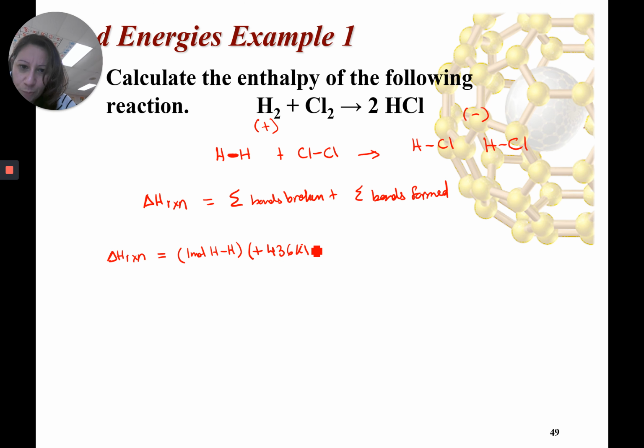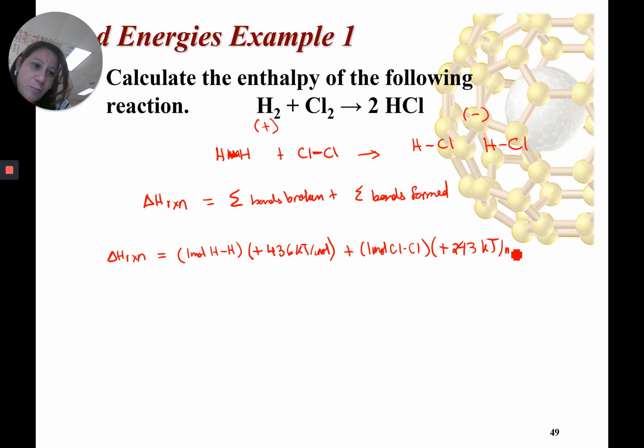436 kilojoules per mole. So I'm done with that one. Next, I have a Cl-Cl bond, just one of those. So 1 mole of Cl-Cl. Since it's in the reactants, I'm going to use the positive value, and it's 243 kilojoules per mole. I'm getting these numbers from the table. So I got done with that one.